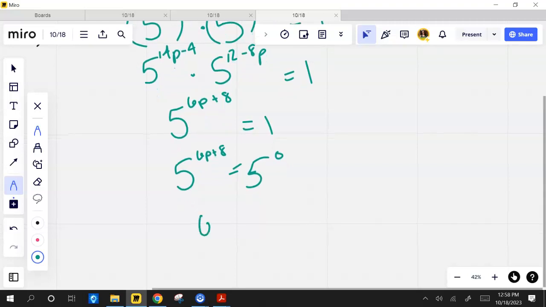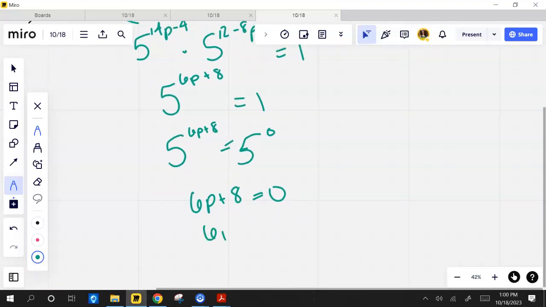So now 16 equals -8. You were supposed to use logs for some of these, y'all, if you couldn't get a base. So 6p equals -8, so p is -4/3.